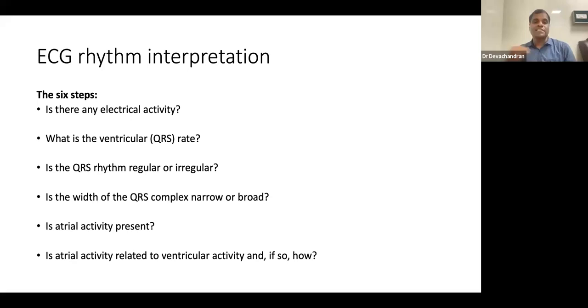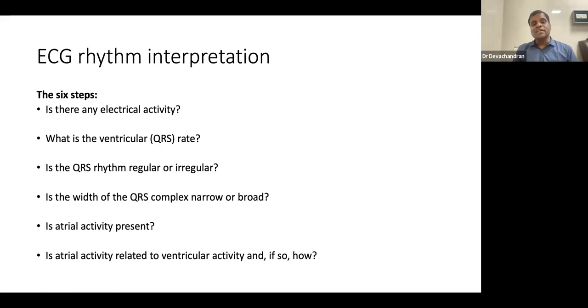So moving on to rhythm interpretation, which is very important. There are several ways of interpreting the ECG rhythm, and this is just the simplest way I have here. You can use the 6-step approach to interpret any rhythm. The first question in the 6-step approach is, is there any electrical activity? Do you see any electrical activity on the monitor? Do you see any electrical activity on the ECG? Second is, what is the ventricular rate? We just talked about how to calculate the ventricular rate. It's basically 300 divided by the number of large squares between the two R waves.